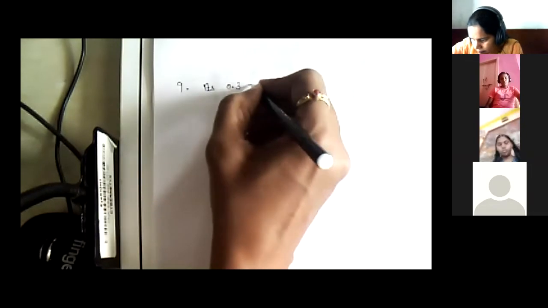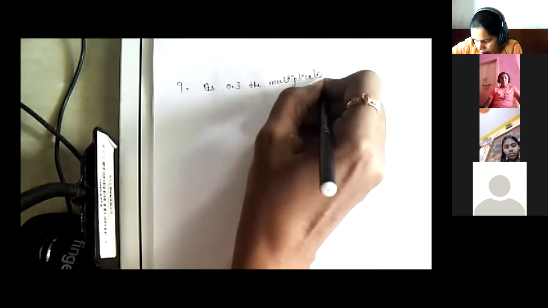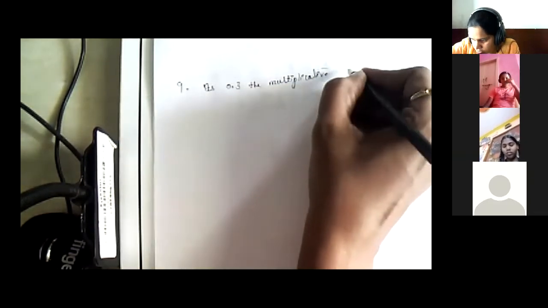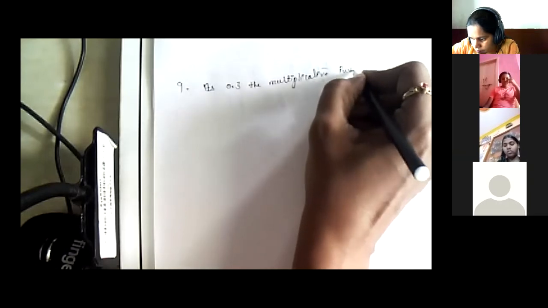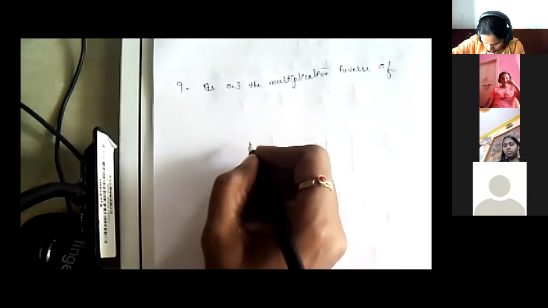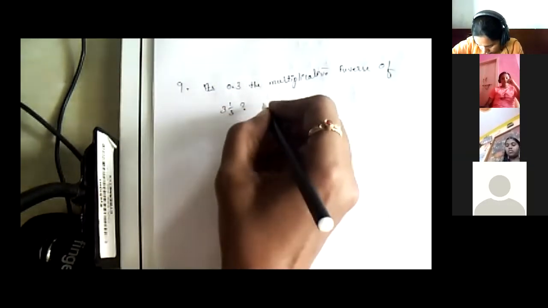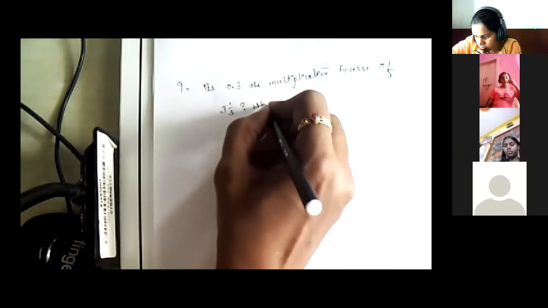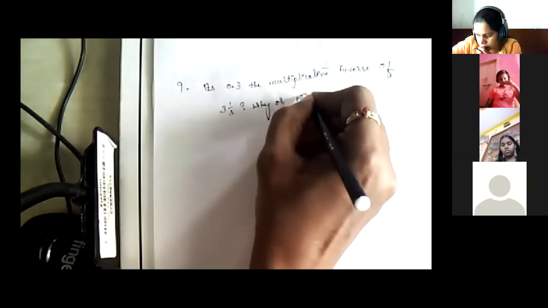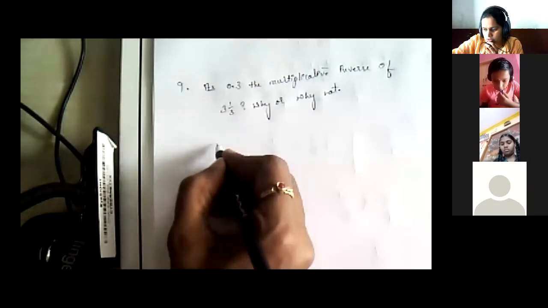So now take 0.3. The multiplicative inverse of 3 1 upon 3, question mark. Why or why not? Why or why not? We'll check this. So 0.3, solution again.